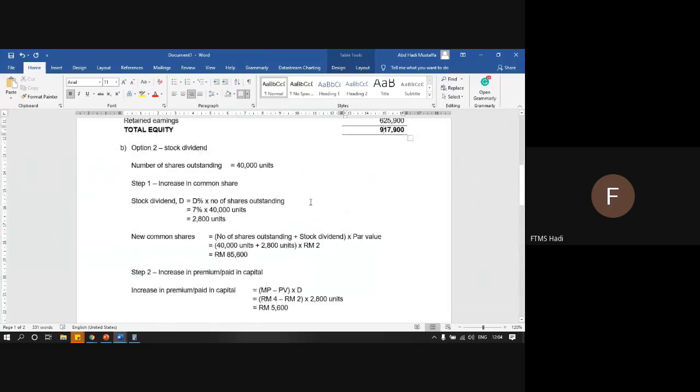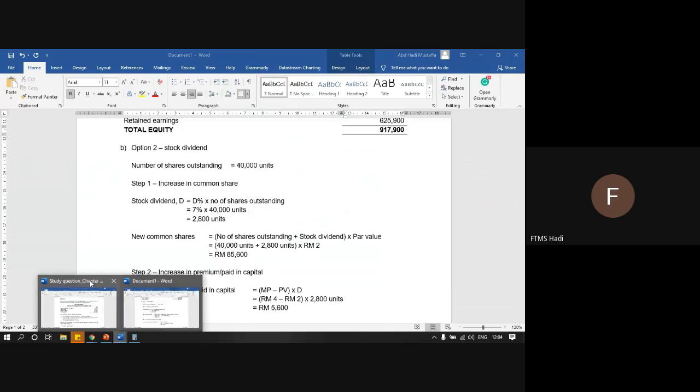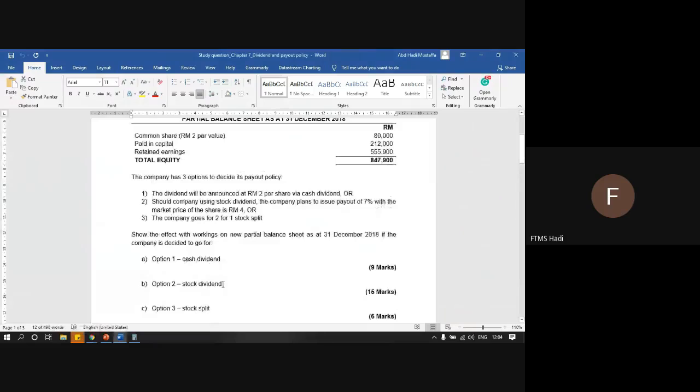Let me narrate back the answer for question 2. Okay, the question 2 is option 2, stock dividend, which is related to this one, option number 2. Should company using stock dividend, the company plans to issue payout of 7% with the market price of share is 4 ringgit. So they give two information, 7% stock dividend and the market price is 4 ringgit.